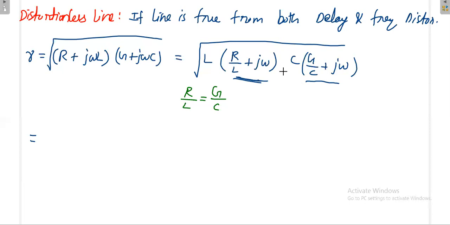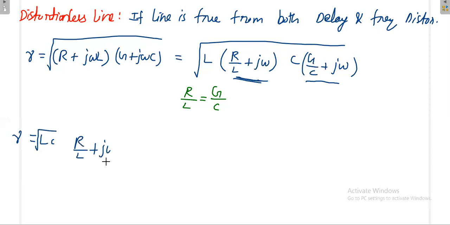Okay, once I take it outside, then what is inside? Only root LC is there. Only what is there? Root LC is there. That too, there are two terms, then the square root also will cancel. Okay, once I apply this condition, my gamma will be square root of LC times (R by L + j omega).